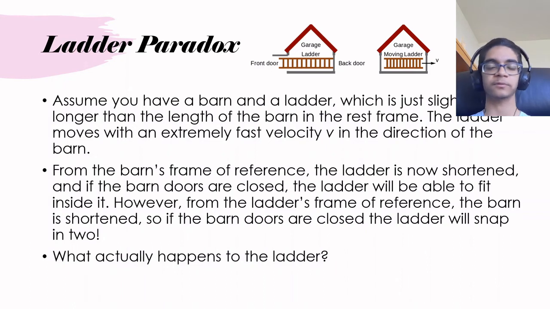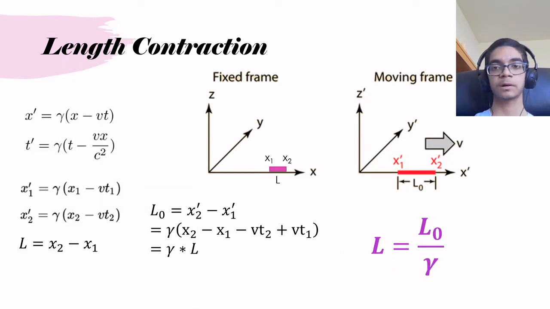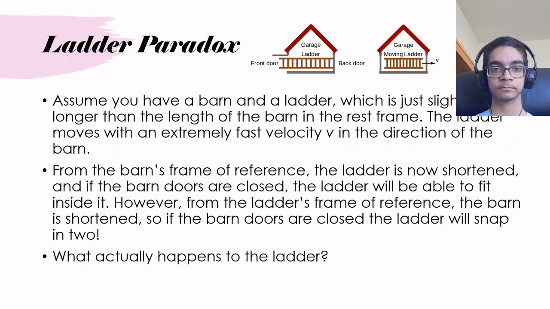From the barn's frame of reference, the ladder, again, because of length contraction, here, let's go back to the formula. So in the barn frame, the barn is going to stay still, and the ladder is moving. Now, the ladder's length is going to be this L0, and the gamma for the ladder is going to be quite large, because it's moving at a relativistic speed. But because gamma is large, the ladder is going to appear to be shorter in the barn's frame. So since the ladder is shorter in the barn's frame, and the ladder is now going to be shorter than the barn itself, if we close the barn doors once the ladder enters the barn, then the ladder should be able to fit inside it.